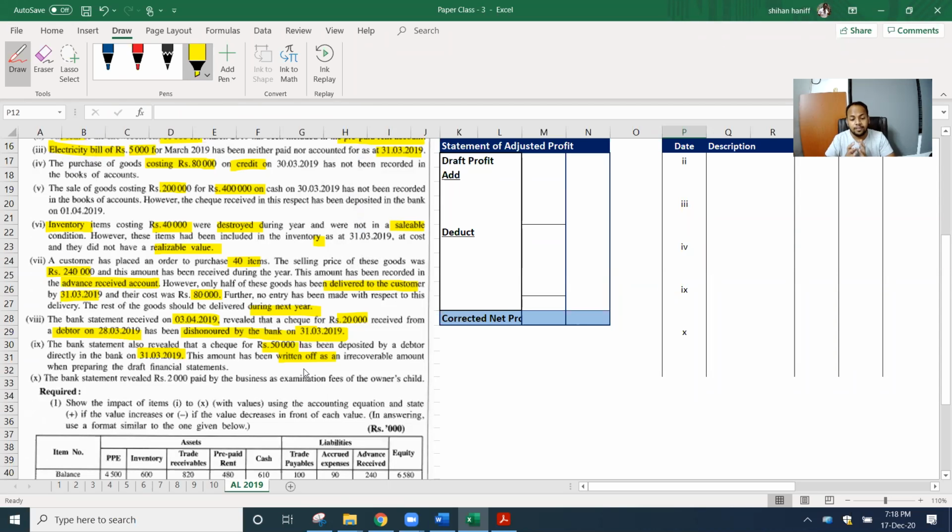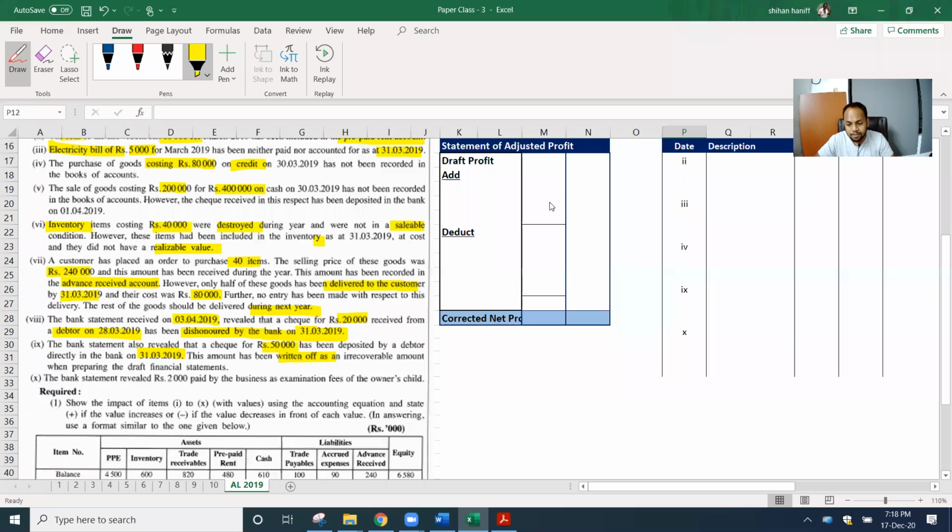So 50,000 received from the debtor who was already written off as a bad debt. So what's the double entry for bad debt? Bad debt account debit, debtors account credit. You deduct from the debtors and consider that amount as an expense. Right now, the expense which we have made, we are getting from the debtor. So it's like a bonus, it's like an income.